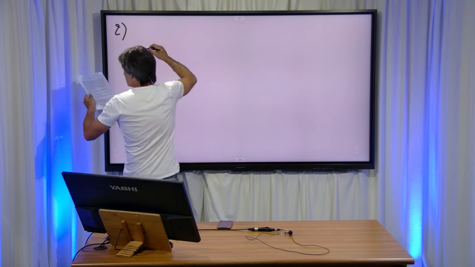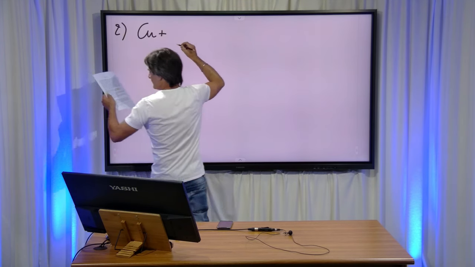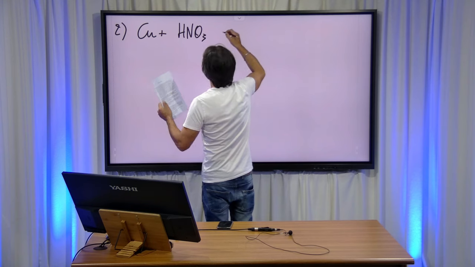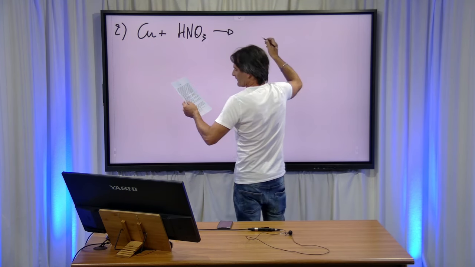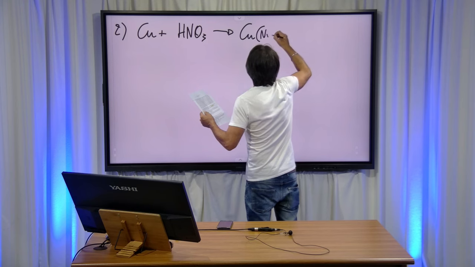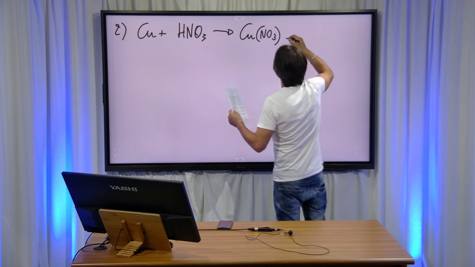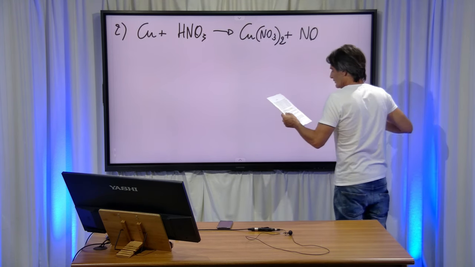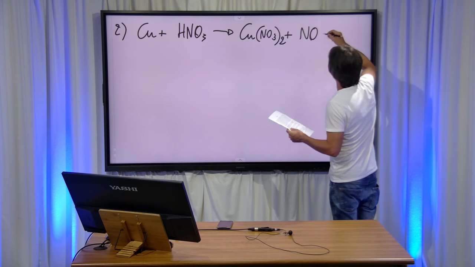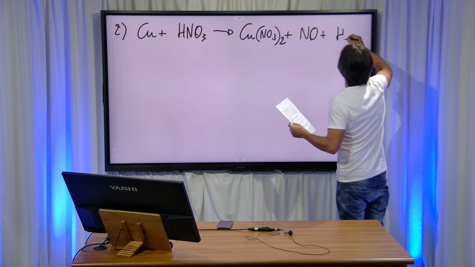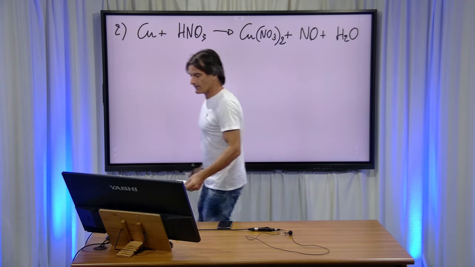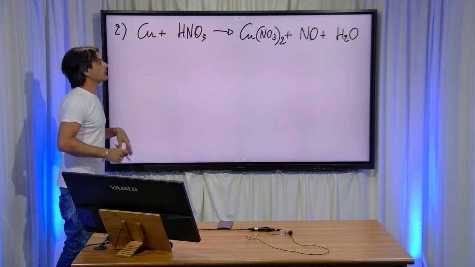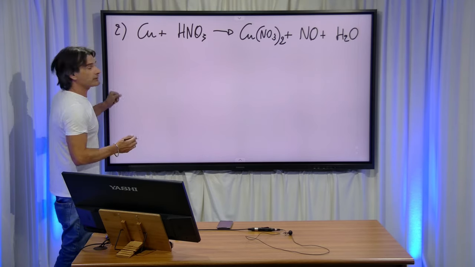Exercise 2. Copper reacting with nitric acid, giving copper nitrate plus nitrogen monoxide plus water. So let's set the oxidation numbers of these elements.